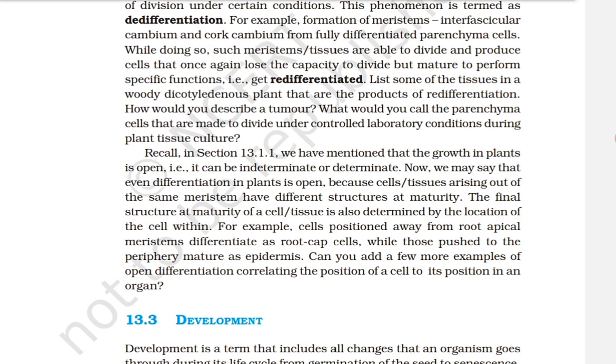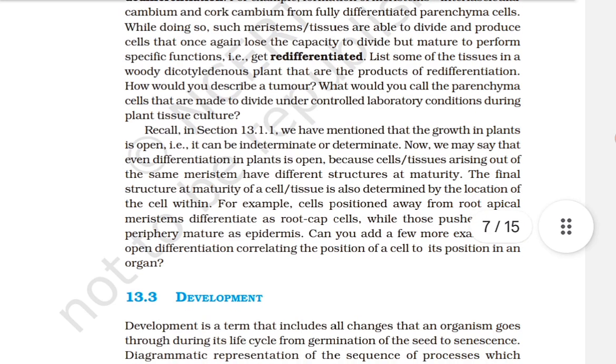Here an assertion and reason is formed. We may say that even differentiation in plant is open, that is the assertion, because the reason is tissues arising out of the same meristem have different structure at maturity. Both assertion and reason are correct and reason is the correct explanation of assertion.